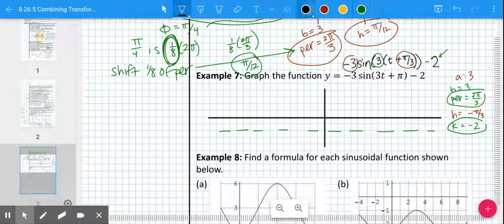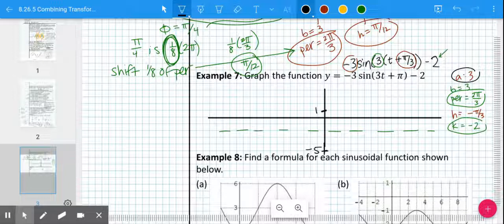I'm then going to take the amplitude, which is 3, and I'm going to mark my max and min values. I'm going to go up 3, 1, 2, 3 to 1, and I'm going to go down 3, 1, 2, 3 to negative 5. So I'm marking my max and my min values on my graph. So I start with my midline and my amplitude.